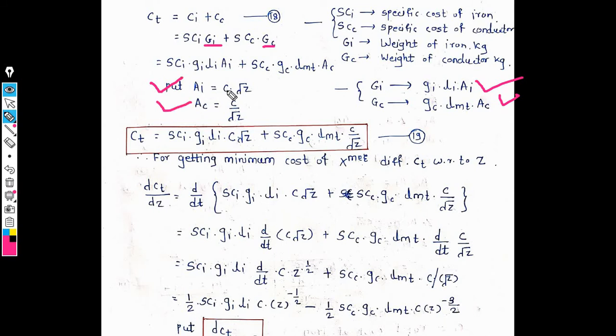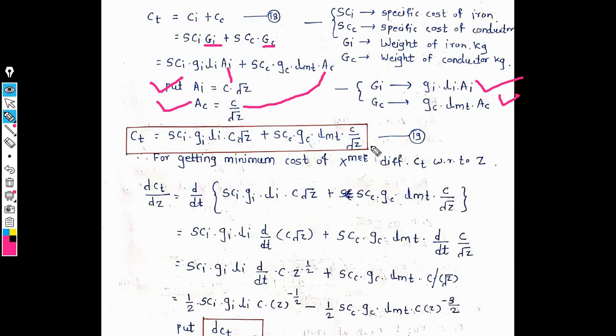Okay, AI is equal to C into square root of Z, and AC is equal to C upon root Z. Both values are put here. Then total cost is equal to SCI into GI into LI into C square root of Z plus SCC into GC into LMT into C upon root Z. Okay, now equation number 19 is the minimum cost of the transformer. Now we have to find out the exact cost of the transformer.